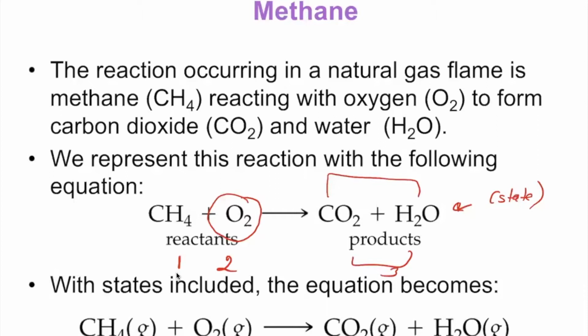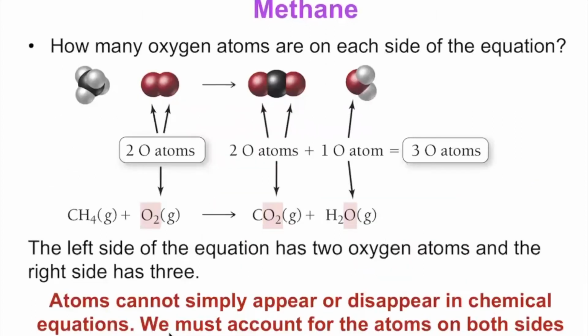So first thing you need to do is indicate the state, whether it's a gas, a solid, or a liquid. For right now, you don't know unless I tell you the state. But in the future, you're actually going to predict the state. Now, like I mentioned, you have 2 atoms of oxygen in your reactants, yet you have 3 atoms of oxygen in your products. So what we need to do is balance the equation.